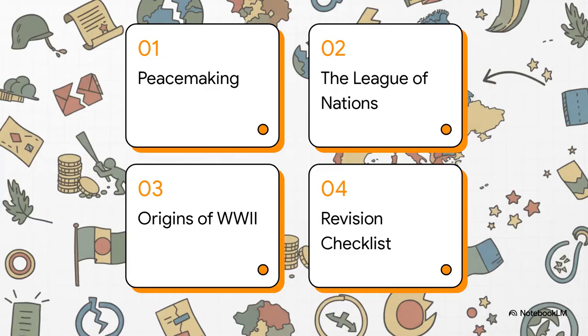And to make this super clear for your revision, we're structuring this exactly like the AQA specification. We'll cover the unstable peace, the powerless League of Nations, and then the march to war. And of course, we'll wrap up with a final revision checklist to make sure it all sticks.